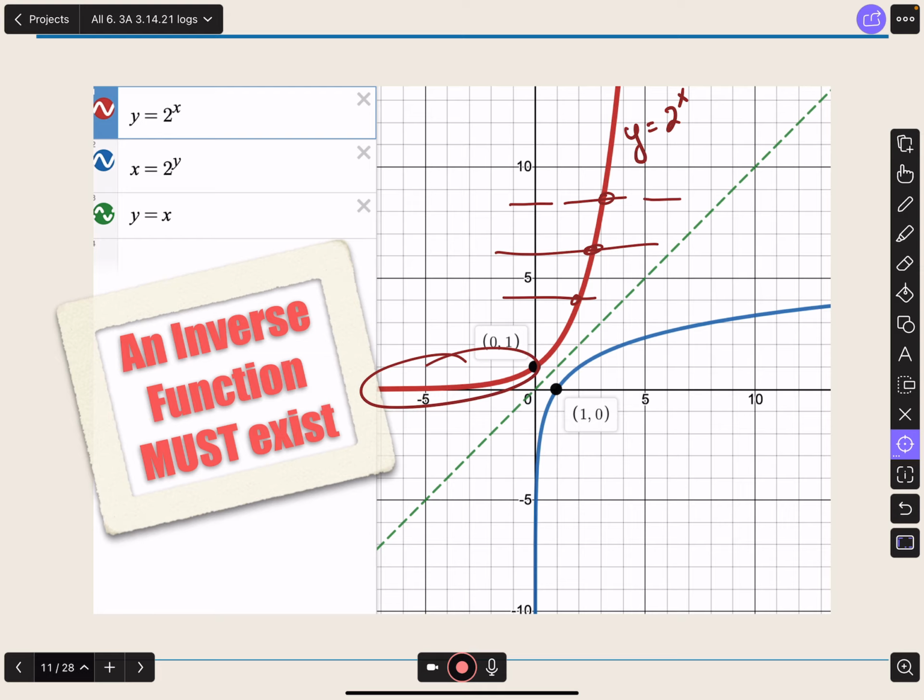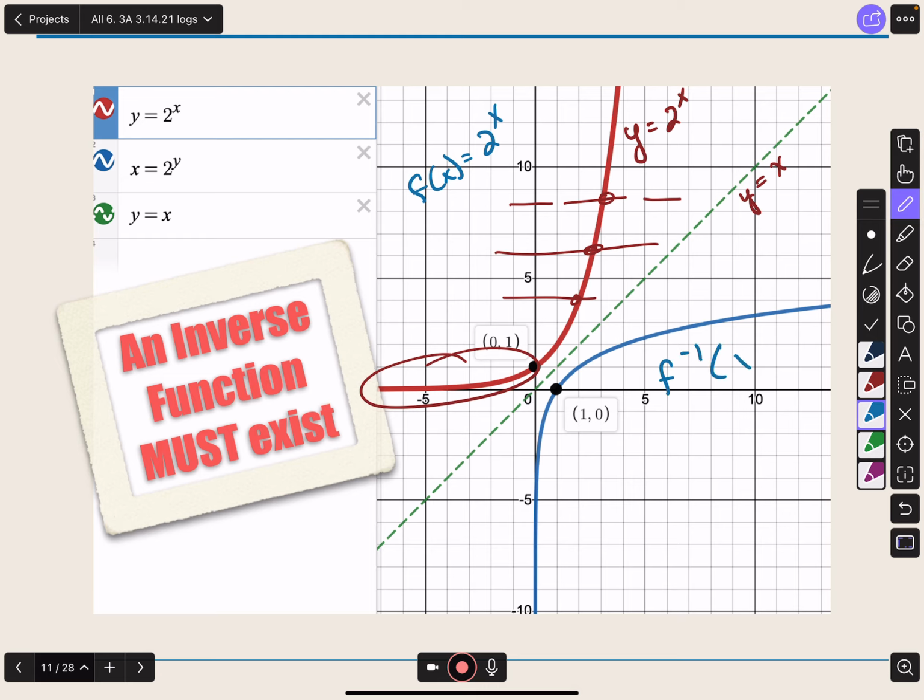And in fact, I can use symmetry here. Remember, it's a reflection over the line y equals x. I can actually see what the inverse looks like here in blue. So if f of x is equal to 2 to the x, this blue line represents the f inverse of x. But that's what I couldn't find. In fact, how did I graph it? The way I graphed it is I just exchanged my x and my y in my equation.